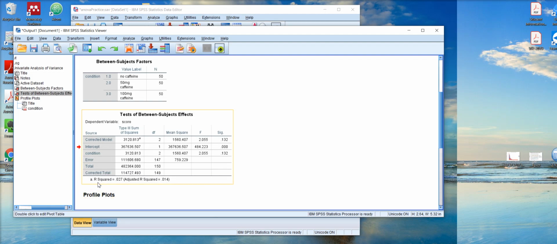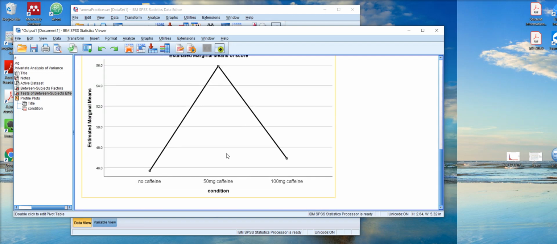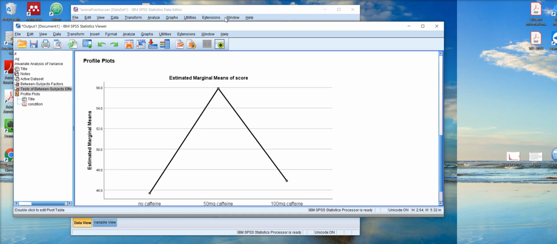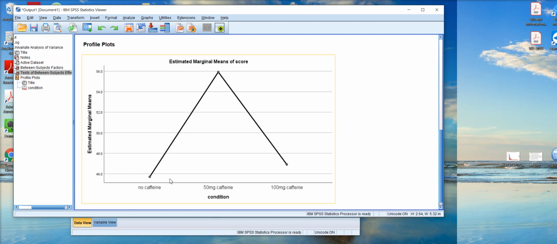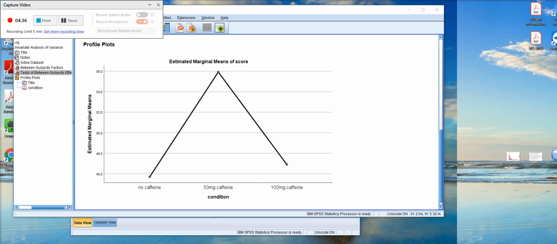Notice that you have your R squared here, so your model explains 2.7% of the variance, and this is the means plot. If someone asked you what you see from this means plot, you would probably say that it looks like people who take 50 milligrams of caffeine tend to perform better than both the people in the no caffeine and the 100 milligram caffeine condition.